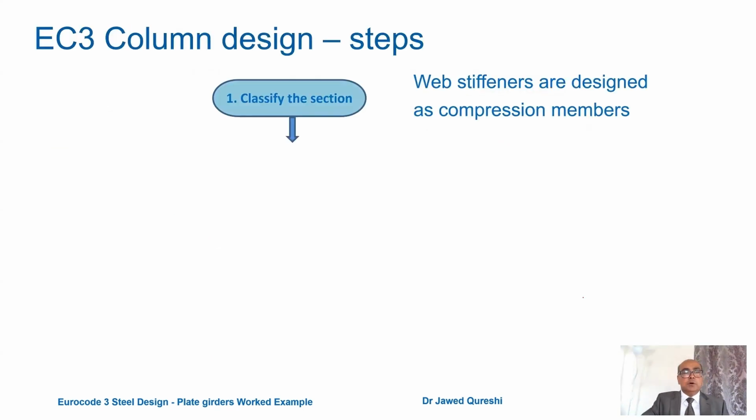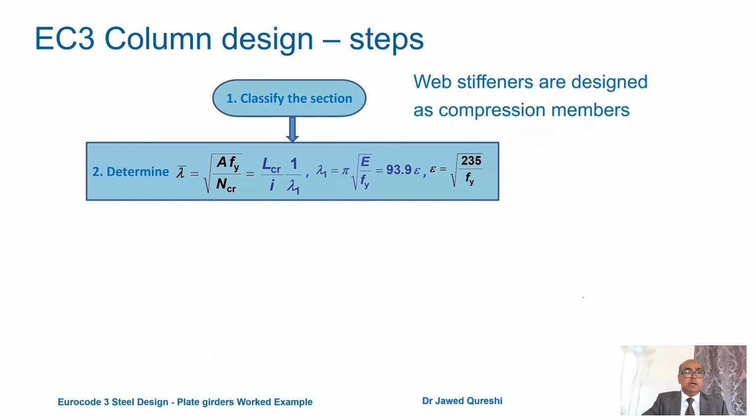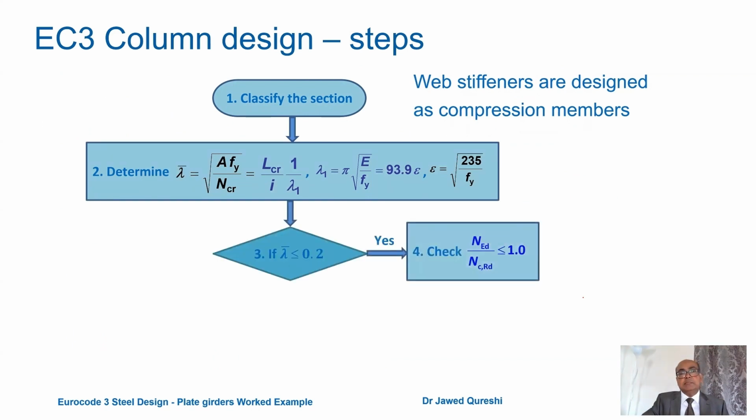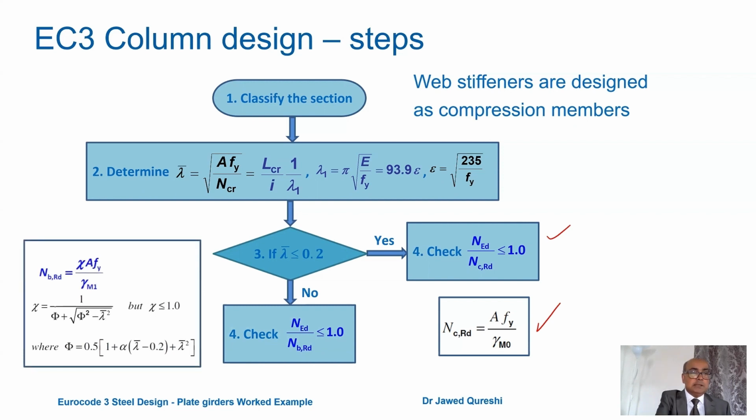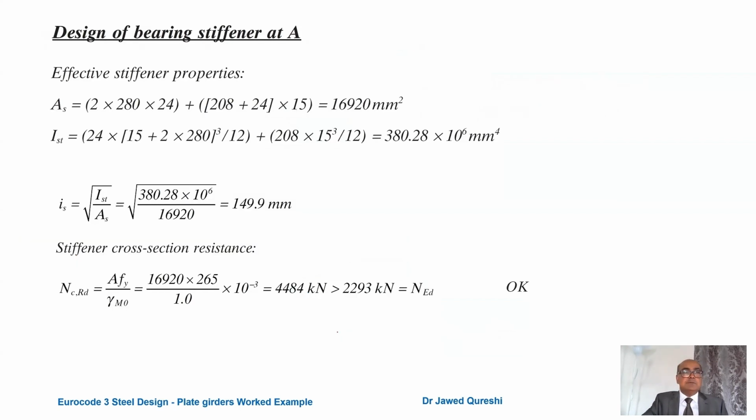How do we design columns? For column design, first we classify the section, then we work out lambda dash, which is slenderness. If lambda dash is less than 0.2, it means that buckling check is not required. We just check the cross-sectional resistance, and NCRD is AFY over gamma m naught. If lambda dash is more than 0.2, then we check buckling resistance. We check this key reduction factor, and we have this phi as well. We put this value back in here to work out the buckling resistance. So this was the brief process of column design. So web stiffeners are normally designed as compression members of columns. Let us design bearing stiffener at A.